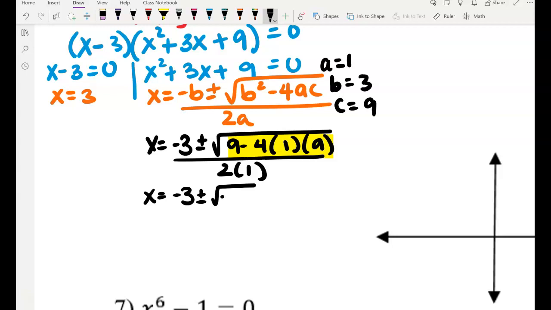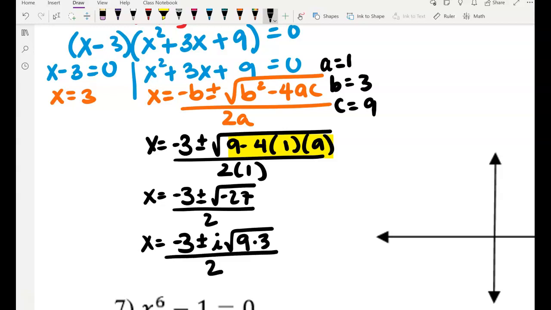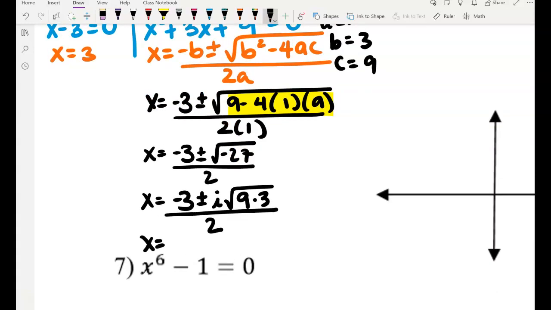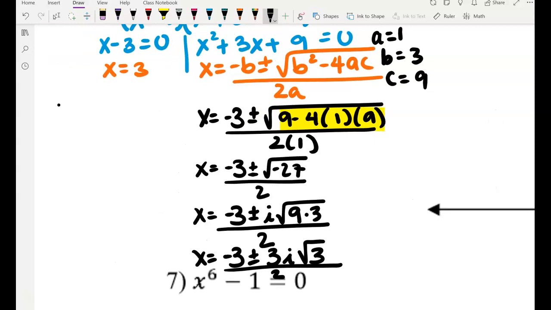Negative 27? There's a negative under the square root, students. What kind of answer is that? Imaginary. So we are going to start with taking out that i. But 27 then is 9 times 3. But what's the square root of 9? 3. So that's going to be negative 3 plus or minus 3i square root of 3, all over 2. Now we said the degree was 3. We should have 3 answers. Do we have 3 answers? Yeah, because the negative and the positive makes that 2 right here with the complex. Okay, so this is all over 2.